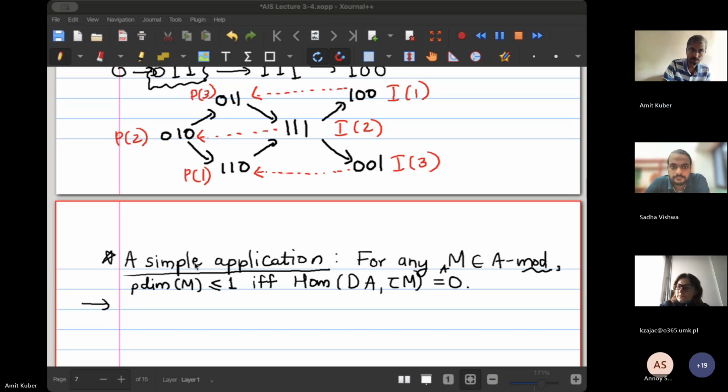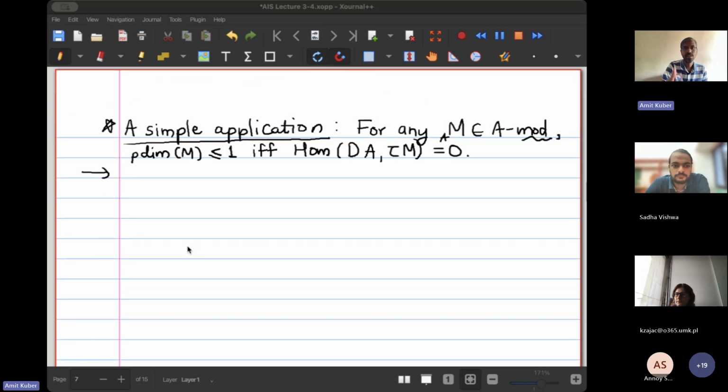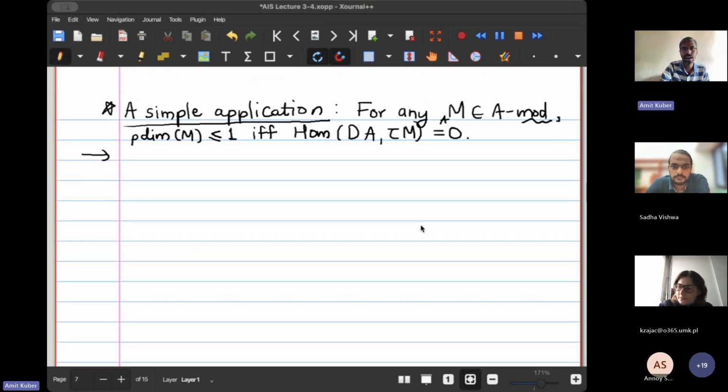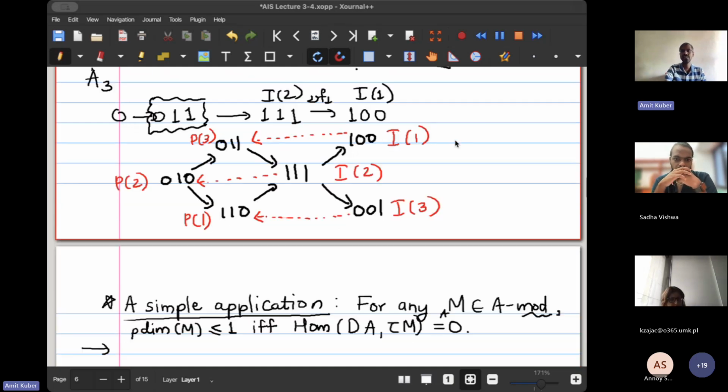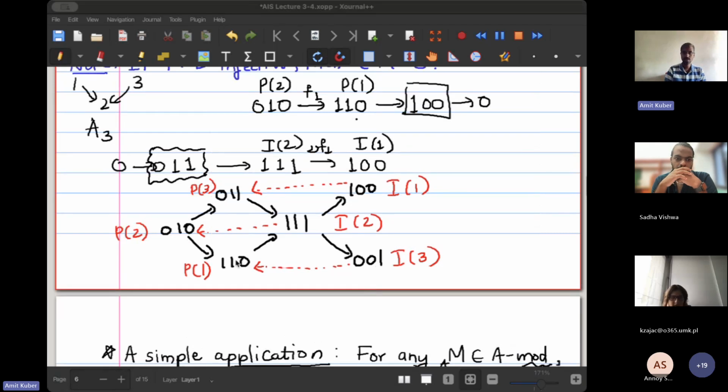Okay, so let us look at a simple application. In order to make my speed 0.9, I have left many gaps. I had written this proof and then I erased it so that I can do it live in the class. So we'll start with any module M. Then we have to show that the projective dimension is at most 1 if and only if certain Hom is 0. This is very interesting because Homs can be calculated by just looking at the Auslander-Reiten quivers. I will remind you how Homs were calculated.